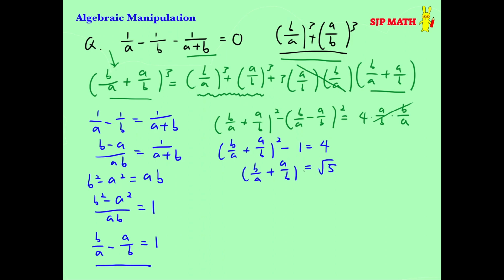So we're almost done, because we just need to plug this into here. So root 5 cubed is equal to b over a cubed plus a over b cubed plus 3 times root 5. So this is 5 root 5, and extending the 3 root 5 over here.